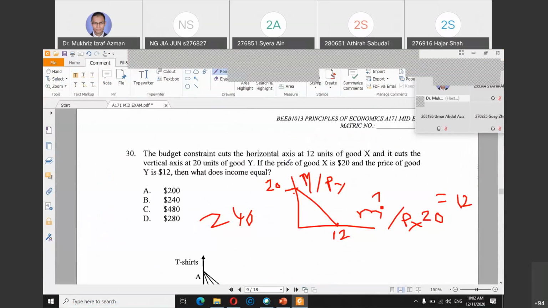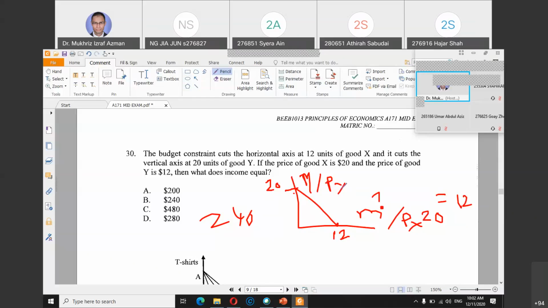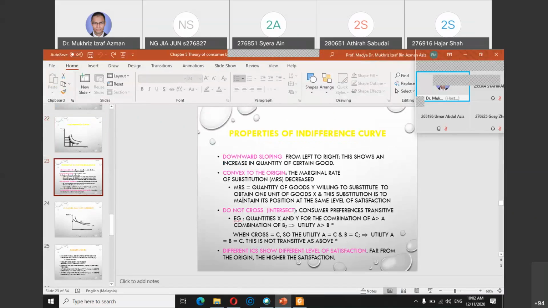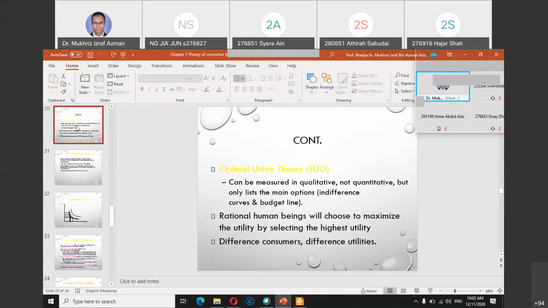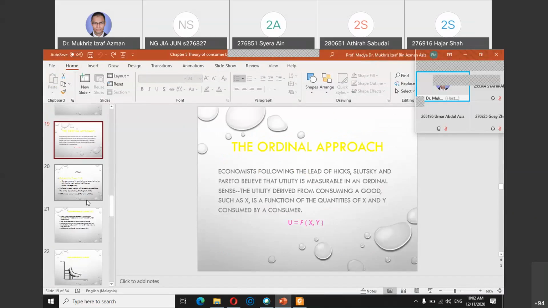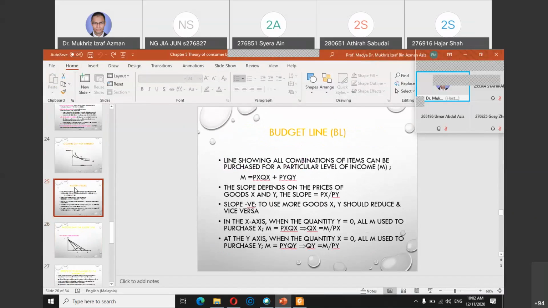You need to use the formula M over PY and M over PX, not the equation that you see here. Yes, this one. So this is how I see you get the 480. Your PX times... you multiply by both and then you get the total money. You get the M.